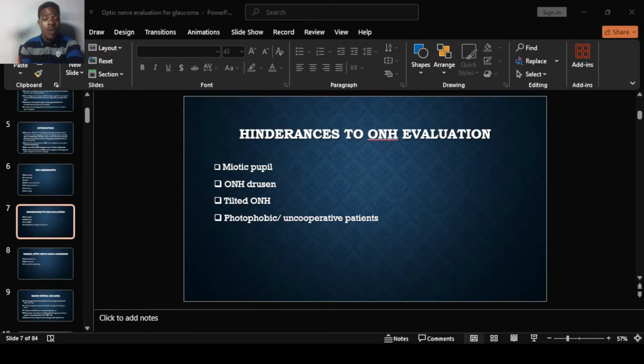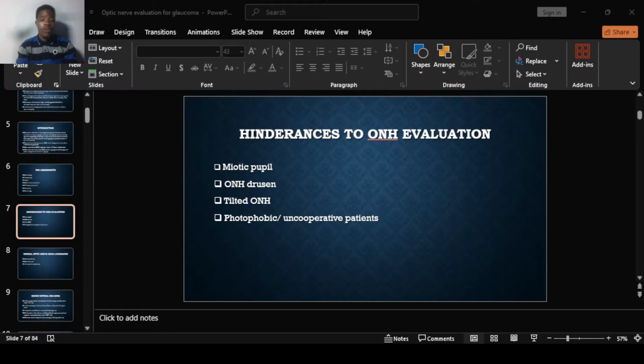Also, you may want to go to a dark room and then perform ophthalmoscopy there, because in a dark room the pupil will surely dilate, and then you are able to see the optic nerve head effectively. Also, another hindrance is optic nerve head drusen. So when there's a drusen, you might find it difficult to understand or see the boundaries of the optic nerve head. So this is where superior tests like your OCT, your fundus camera, all that come into play and help you to identify what you want to identify.